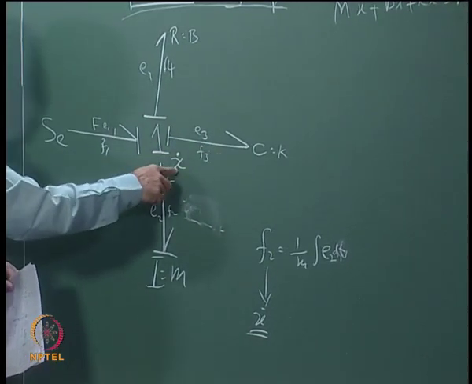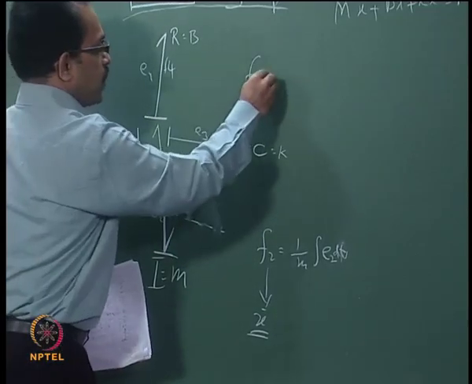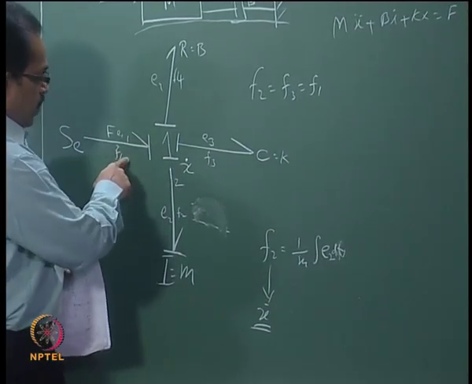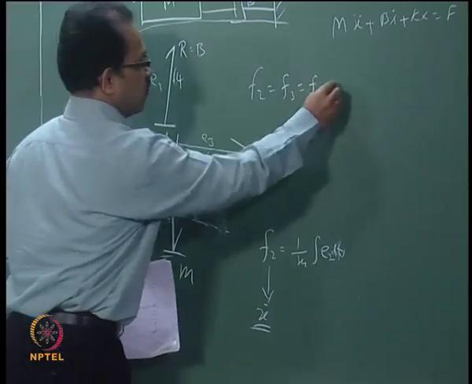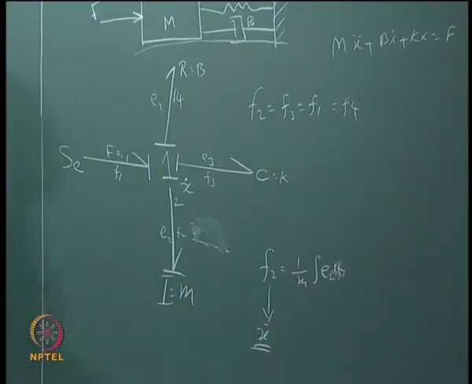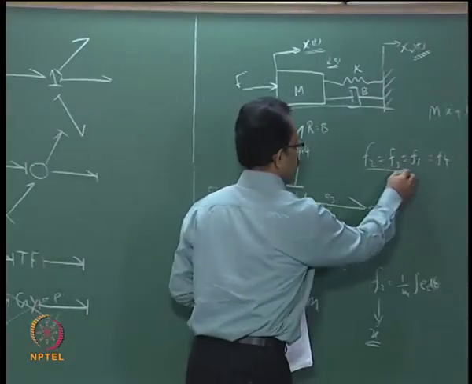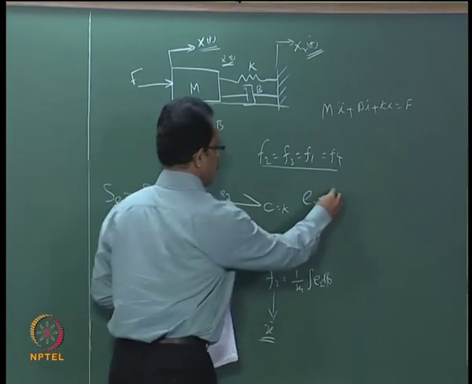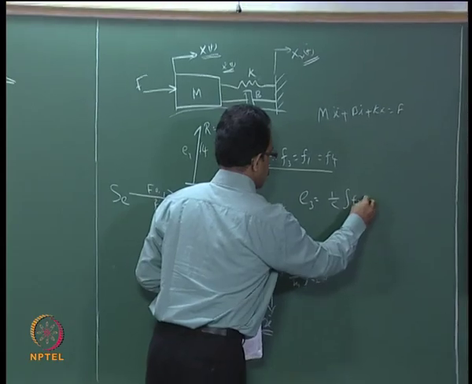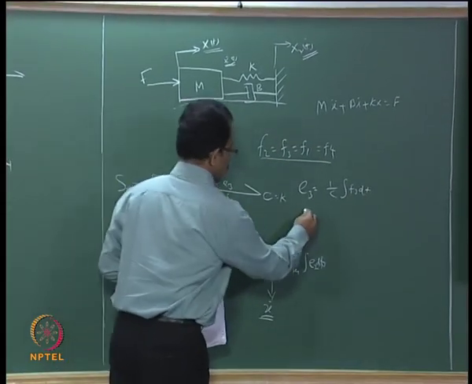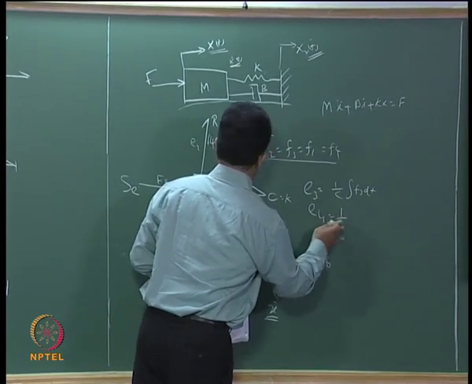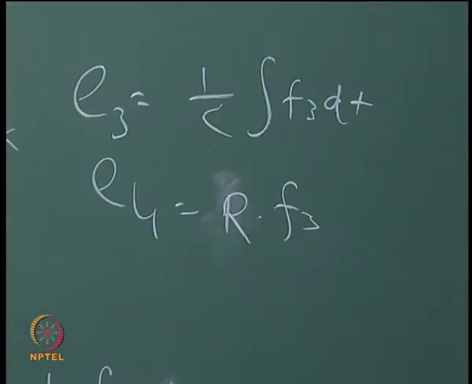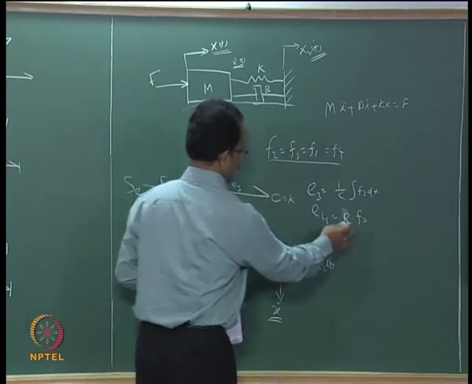Now we know x dot, or F2. F1 is equal to F2 plus F3, and F1, F2, F3 are all the same. So all the flows are equal here, and we have this relationship. Now we know what E3 is. We can calculate the friction forces here. E3 is nothing but 1 over c integral F3 dt, and similarly E4 is R into F4.